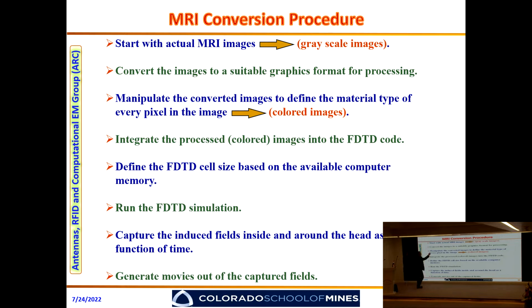We took the MRI image in grayscale, and then we converted this image into a format that we can read and process numerically, and we ended up with a colored image. And this color image is discretized based on the cell size of the finite difference time domain. And we started to run the finite difference time domain simulation and produce some results.